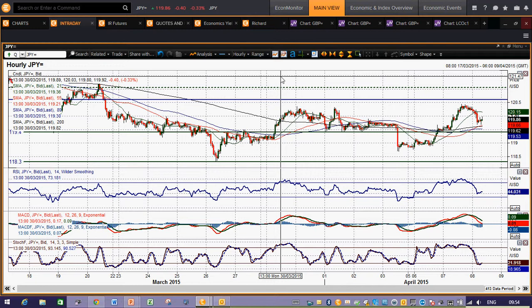The Fed meeting minutes tonight could certainly have an impact. Any hawkish lean would drag dollar yen higher.